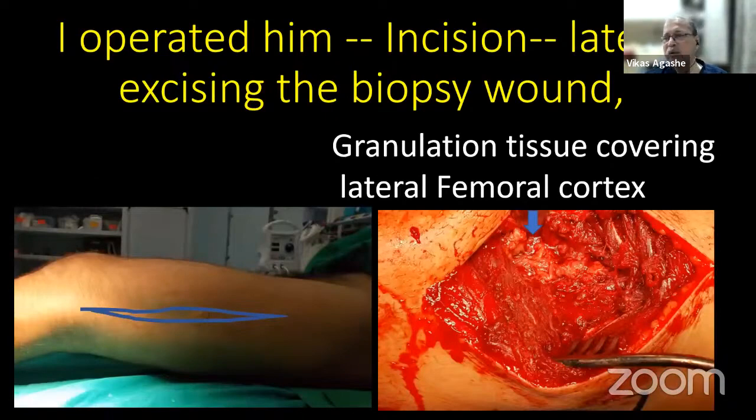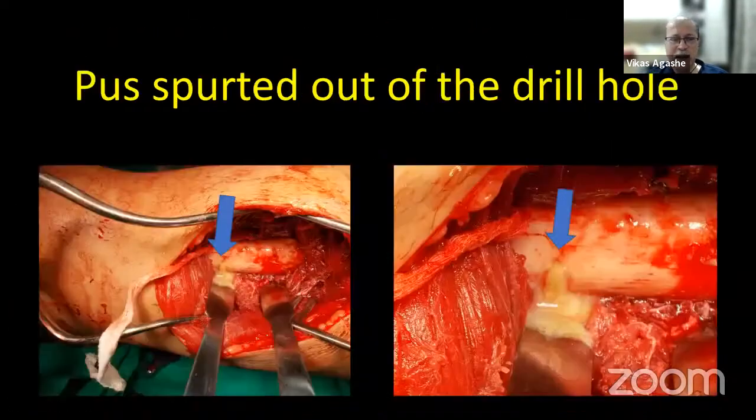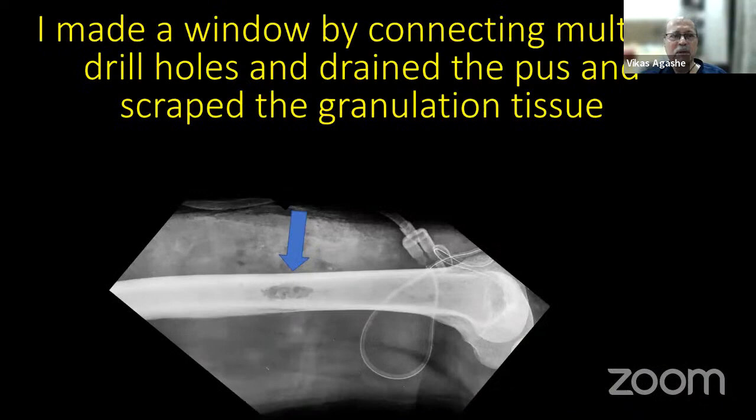So I decided to explore. You can see that's the incision I took, excised the biopsy scar. There was a granulation tissue covering the lateral aspect of the femur, and the moment I made a drill hole, the pus actively came out, like a fountain of pus. So I made a window connecting multiple drill holes and drained the pus and scraped the granulation tissue.